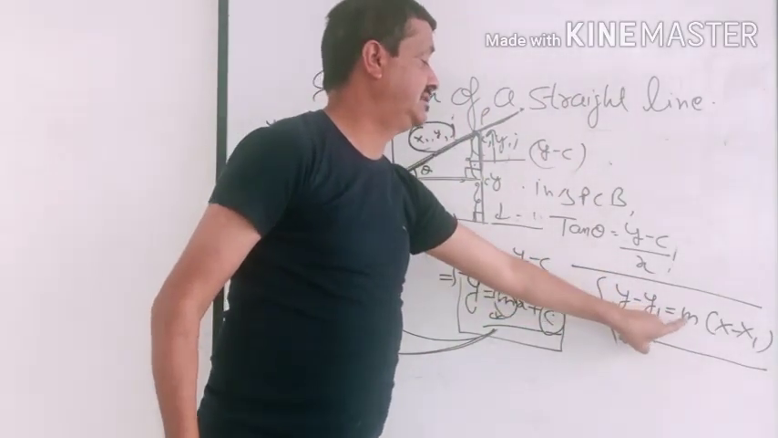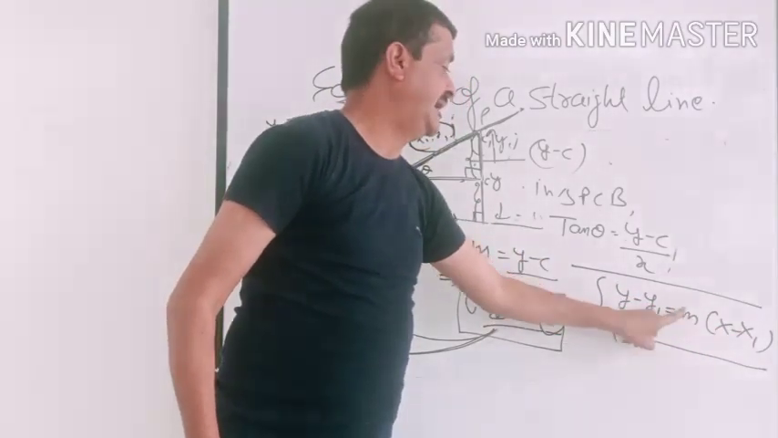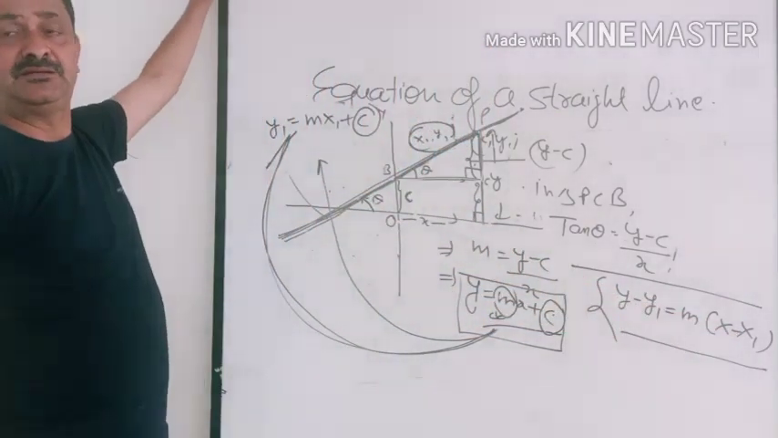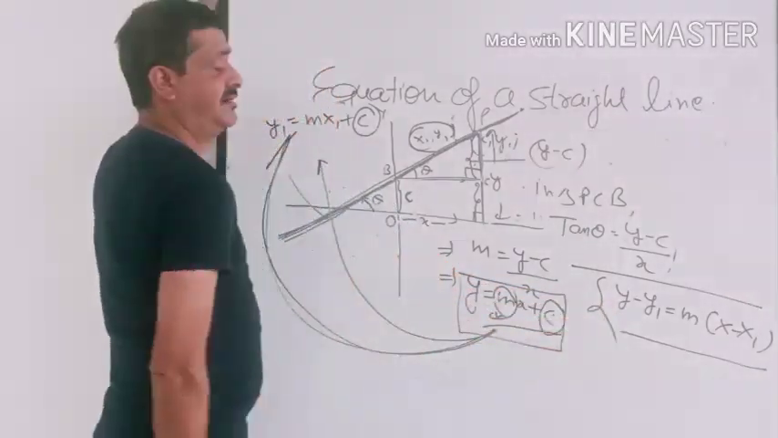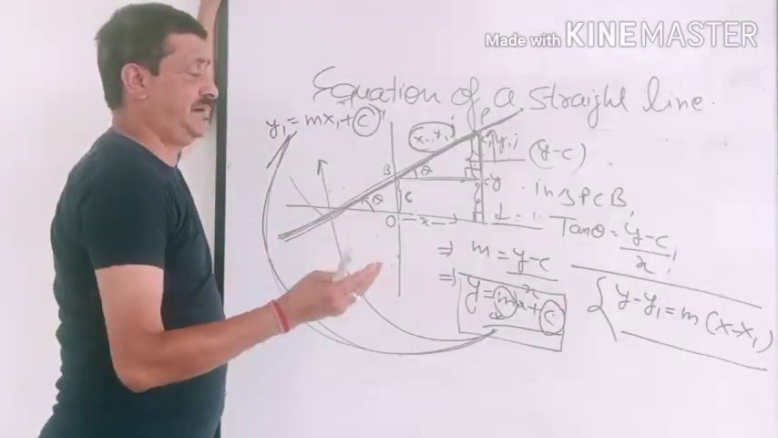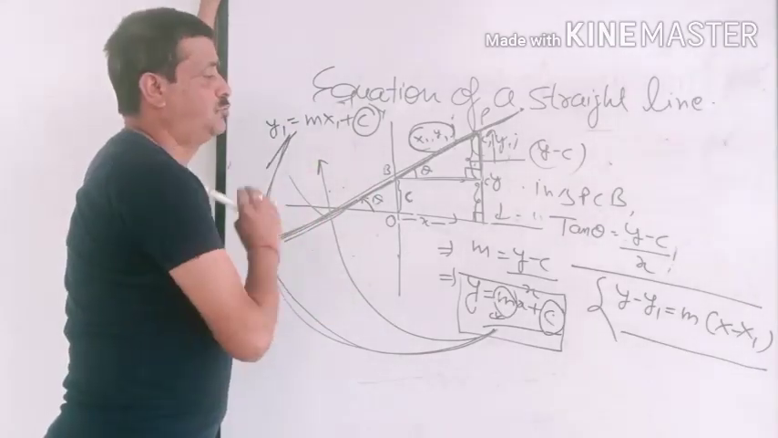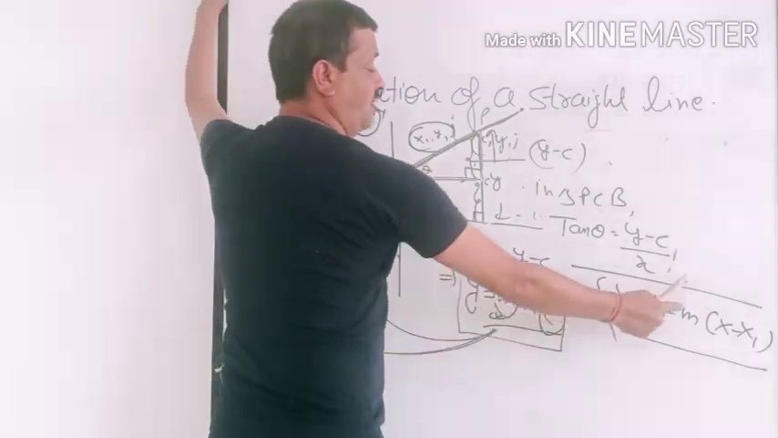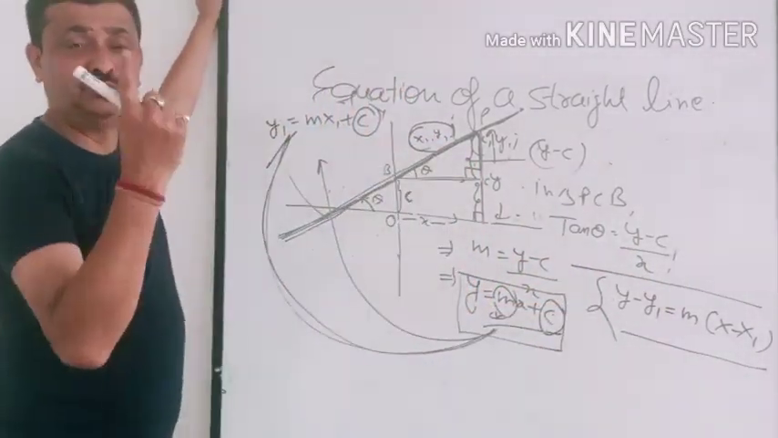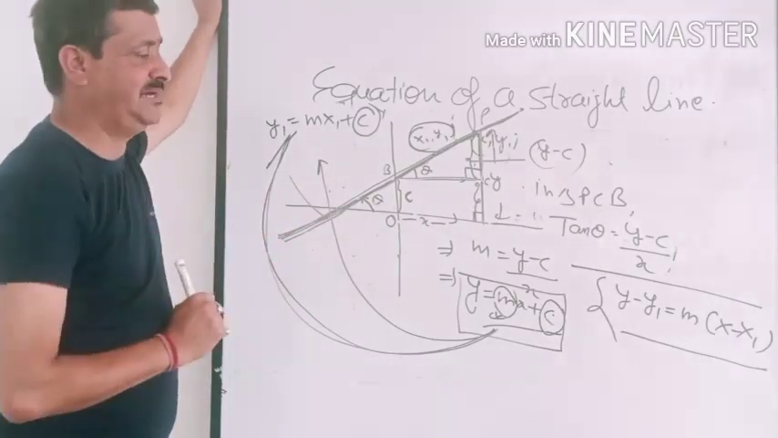y minus y1 is equal to m times x minus x1, where m is the slope of a line and the line passes through a particular point x1, y1, whose value you know. So you can apply this formula directly if you are asked to find the equation of a straight line which passes through (1, 2) having slope 1. If you have to find the equation of the line whose slope is 1 and which goes through (1, 2), apply this formula directly, because you know a point on it, x1, y1, and the slope m of that line.